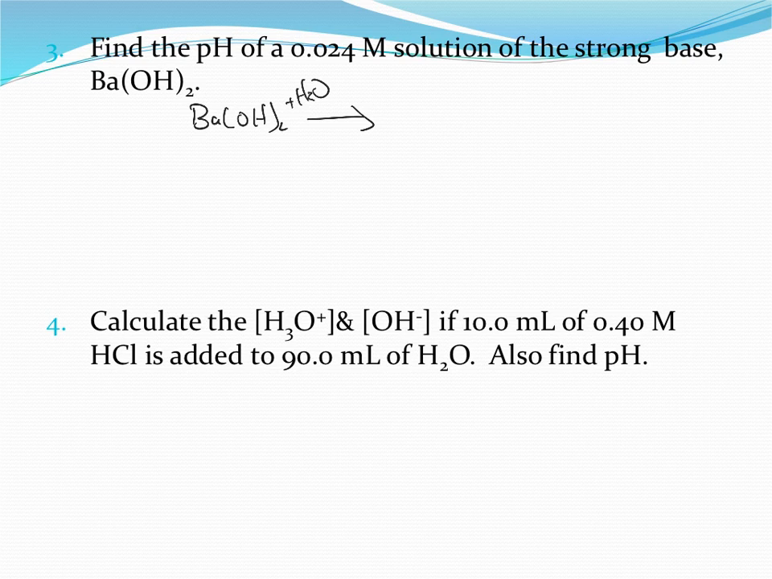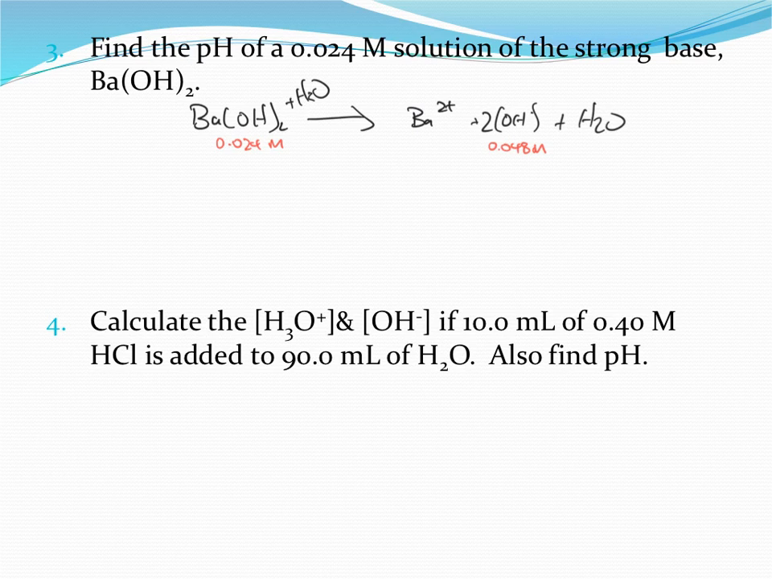Barium hydroxide in water is going to give us barium 2 plus, 2 OH minus, plus water. And that's the key, that there's two hydroxide ions there, because therefore if we have a 0.024 molar solution of barium hydroxide, then this is going to be 0.048 molar of the hydroxide ion.